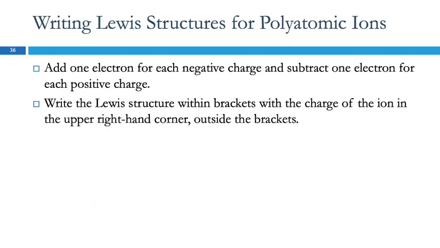Okay, so if we have a polyatomic ion, like nitrate or phosphate or something, we can draw a Lewis diagram, a Lewis structure. And we have to consider the charge. So we're going to add an electron for every negative charge and subtract one for every positive charge. Then we're going to draw our Lewis structure and put brackets around it and put the charge on the outside. The way I think of this is we don't want the charge to get mixed up with all the dots and stuff. We want it to be clearly separated.